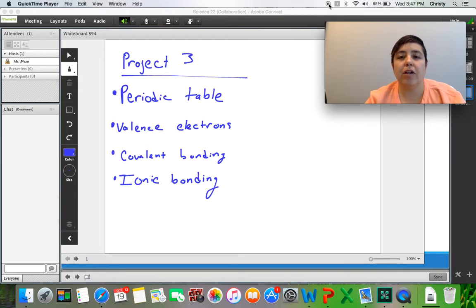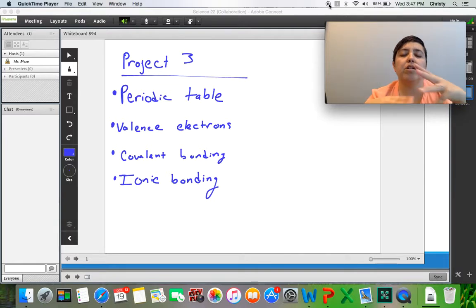Hi guys, I wanted to go over Project 3 today with you. So Project 3, just as a big overarching picture, is really about the periodic table and bonding, and essentially how we can use a periodic table to determine how we make covalent and ionic bonds. So we're going to talk about the periodic table today, valence electrons, covalent bonding, and ionic bonding.